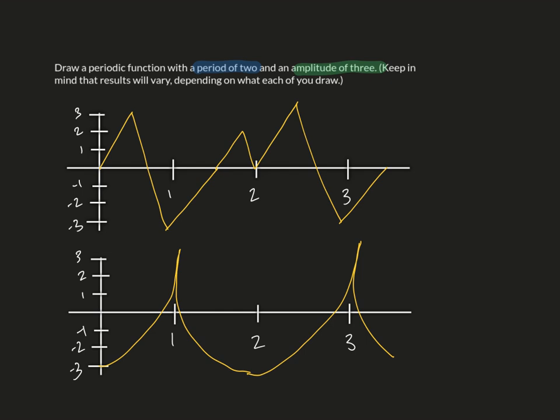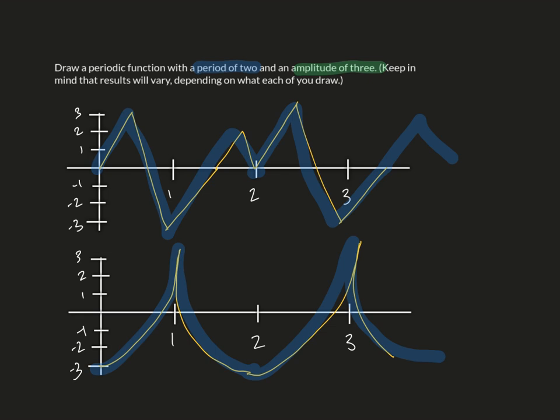So period is 2, so where it should be repeating itself is 2. So if I notice, it does this, and then it repeats that pattern, and it would keep going. And the one down here, in 2 sections on the x-axis, then it repeats itself, and again, it would keep going. And then for the amplitude, they should each from their midline go up to the maximum or minimum a height of 3.